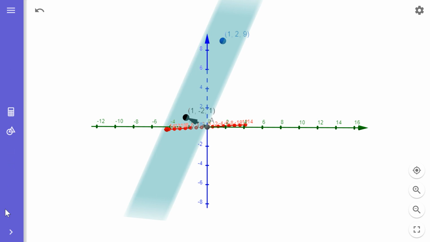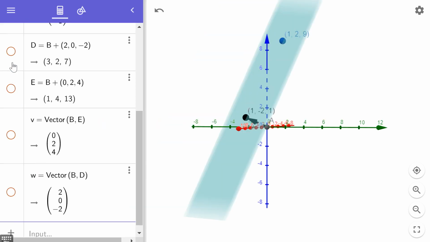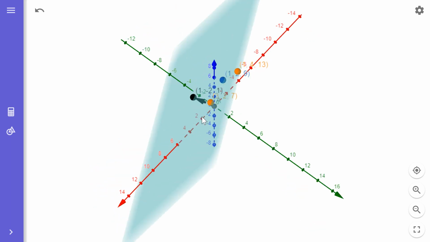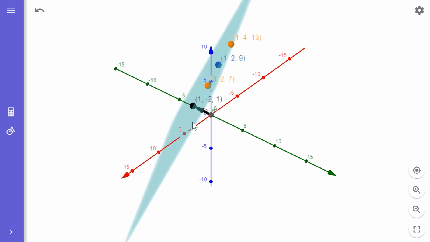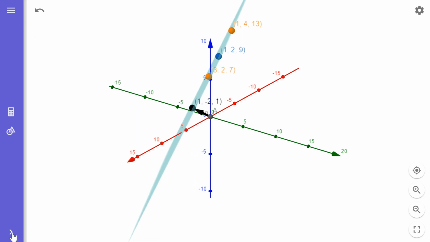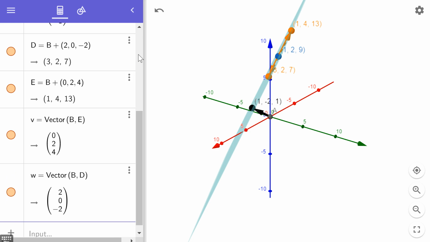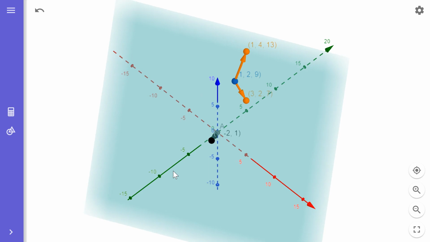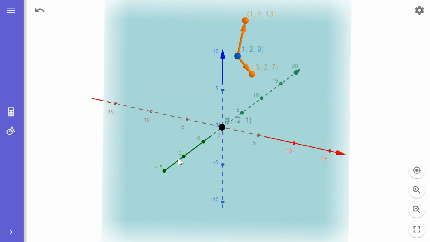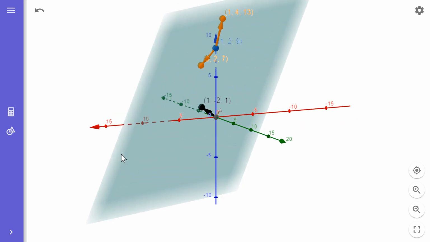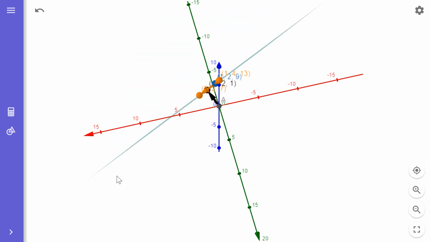Now, let me plot the other two points that we have. Here are my two points, which are 1, 4, 13 and 3, 2, 7. So these two points also lie on the plane. The two vectors that we saw earlier are these two vectors here. You can see that the two orange vectors span the plane. These are the two linearly independent vectors that can be used to describe the plane.